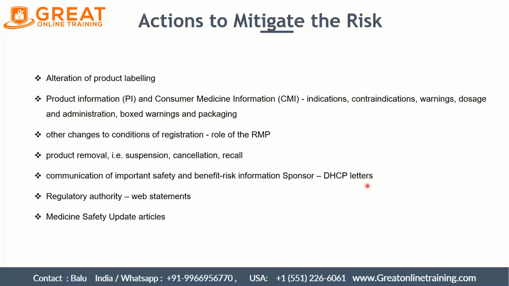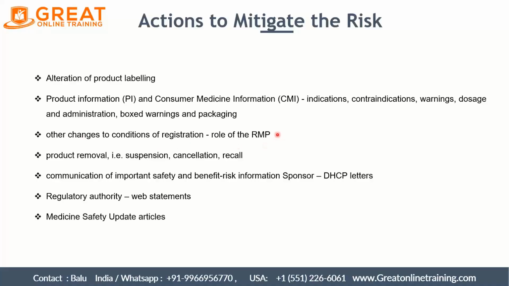So these are the possible regulatory actions as well. The first one is alteration of product labeling. We can update the product label, like including it in the warning section, the precaution section, the contraindication, any drug-food interaction, or the adverse event section of the document. We can update the information about the new safety concerns, and we can also make other changes to the conditions of registration, like the role of RMP.